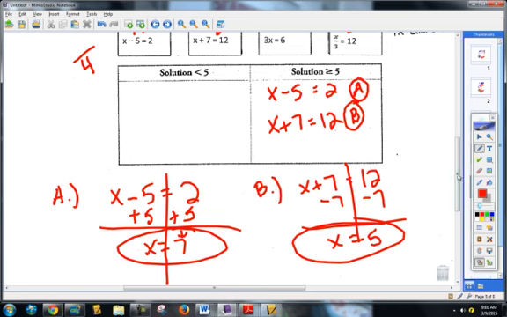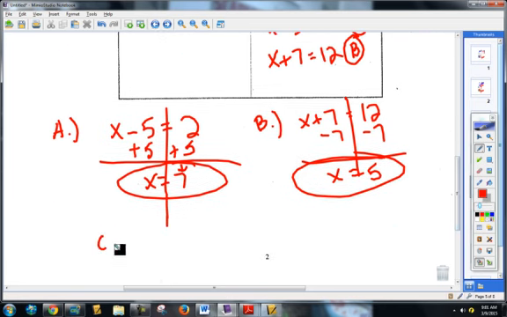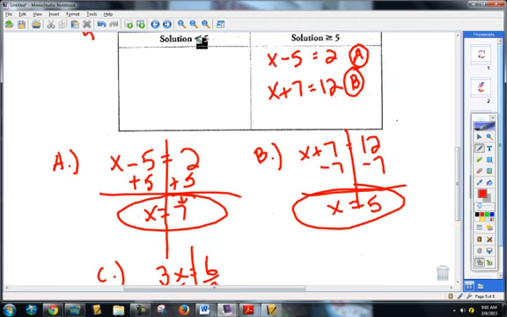Okay, let's go on to letter C, which is 3x equals 6. So I asked myself what is happening to the variable. So I'm going to undo that by dividing by 3. I learned that x equals 2. Now, would that solution be less than 5 or greater than or equal to 5? Yep, so that's going to be 3x equaling 6, and that's letter C.